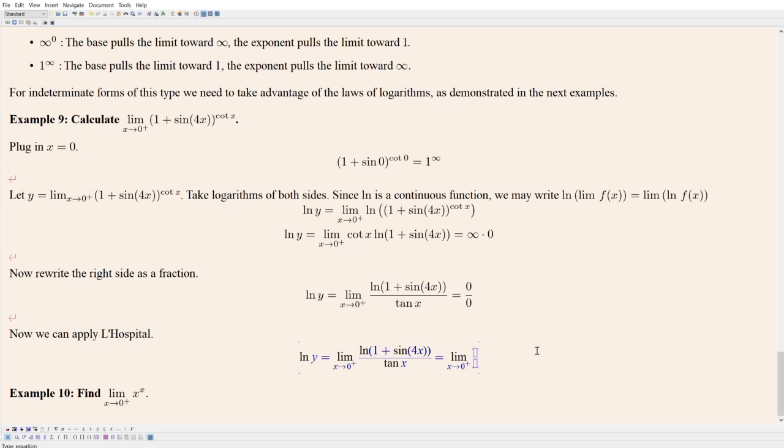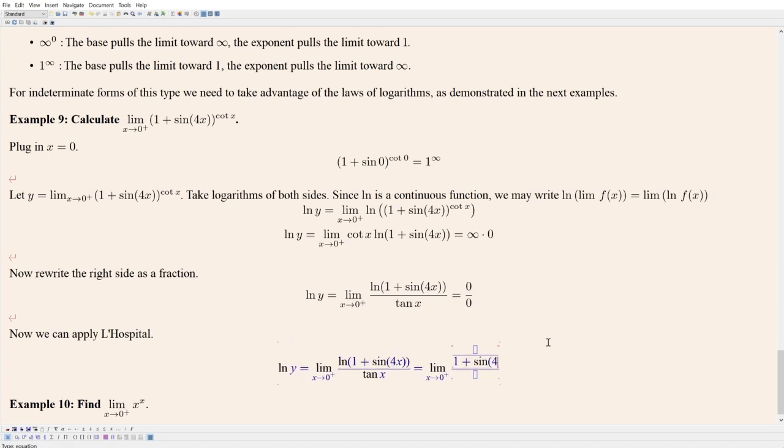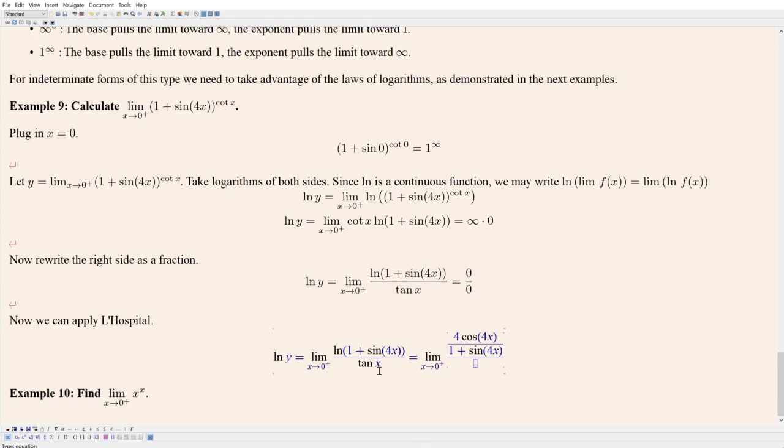Okay, so what's the derivative of the top? We're going to have to do the chain rule here. The derivative of the log is 1 over all of this stuff. And then we have to multiply by the derivative of 1 plus sine 4x. So 1 becomes 0, sine becomes cosine. But then we have to multiply by the derivative of 4x, which is 4. Okay, that's the derivative of the top.